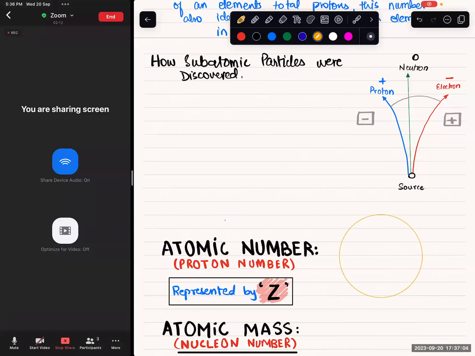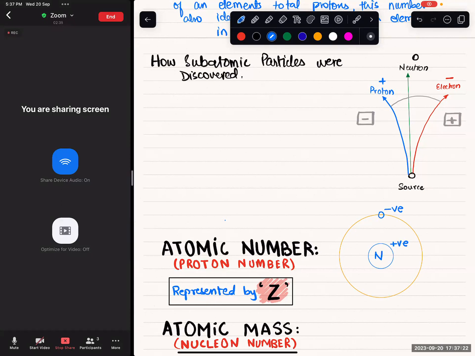Atoms have shells, they have positively charged particles, and negatively charged electrons. This was negative, the other one was positive.